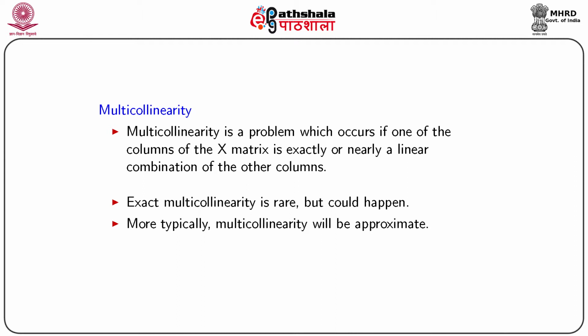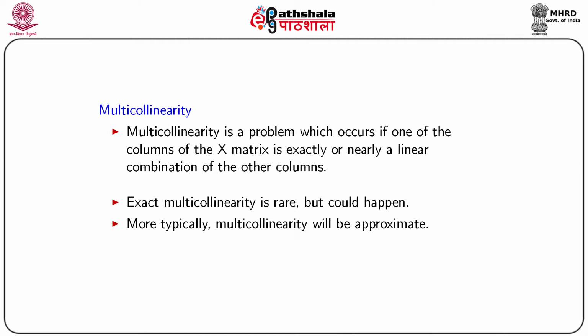In this module, we will solely discuss two numerical problems related to multicollinearity and the presence of serial autocorrelation. So let us look at the first case, which is multicollinearity. Multicollinearity is a problem which occurs when one of the columns of the X matrix is exactly or nearly a linear combination of the other columns. And let me elaborate on that.